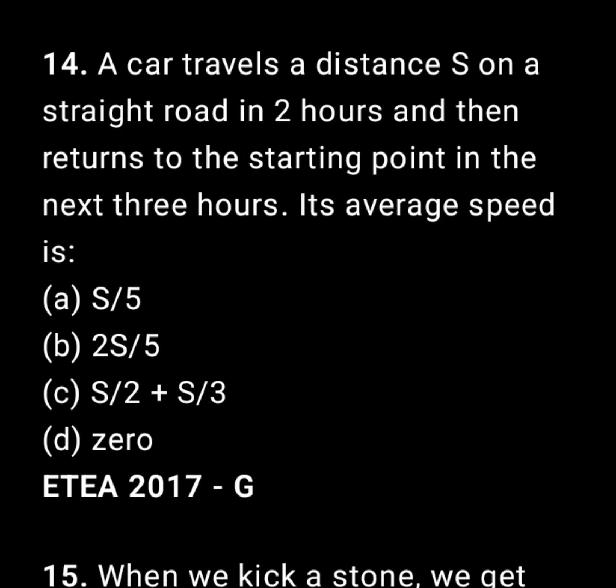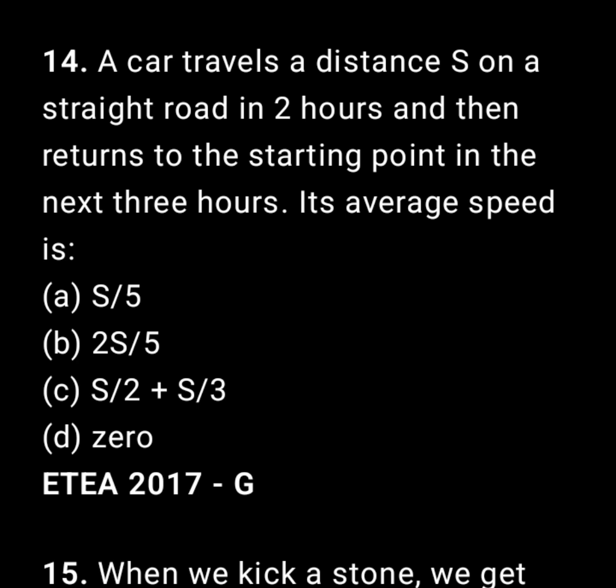14. A car travels a distance s on a straight road in 2 hours and then returns to the starting point in the next 3 hours. Its average speed is A. s/5, B. 2s/5, C. s/2 + s/3, D. 0, ETA 2017 G.